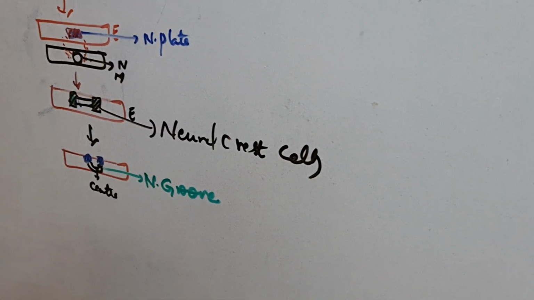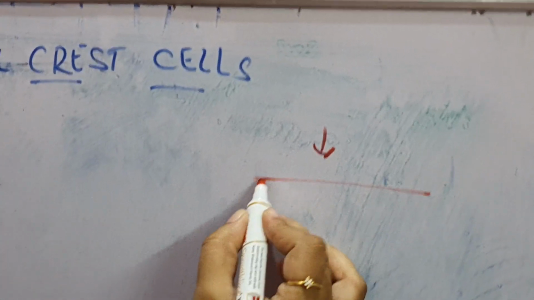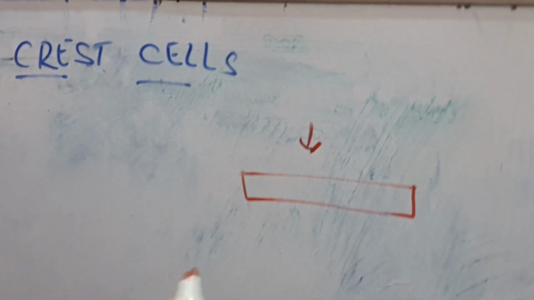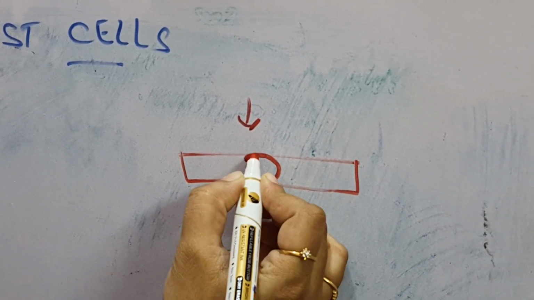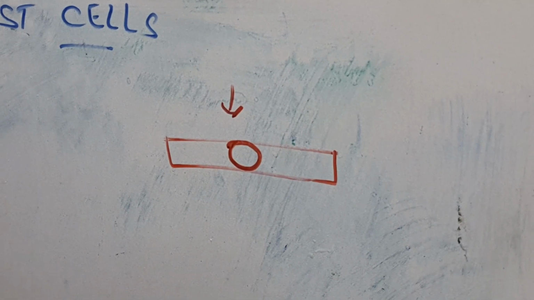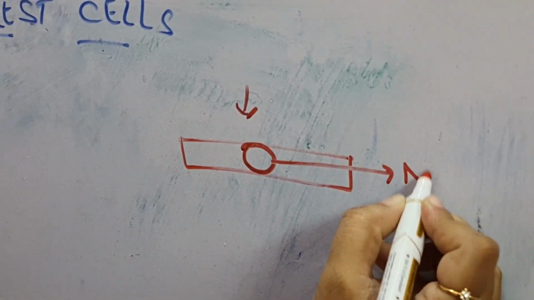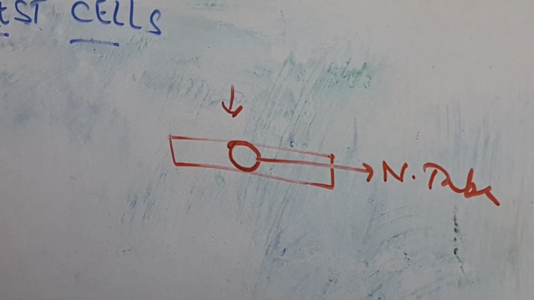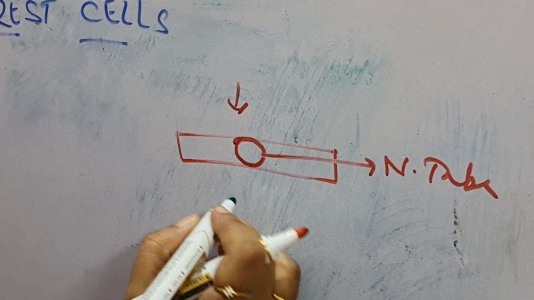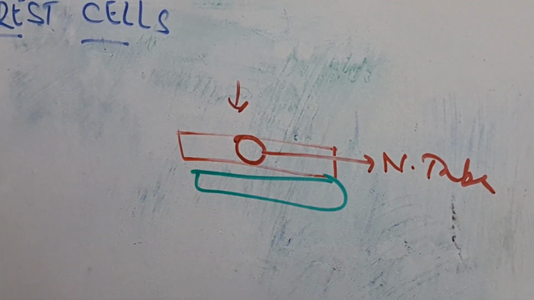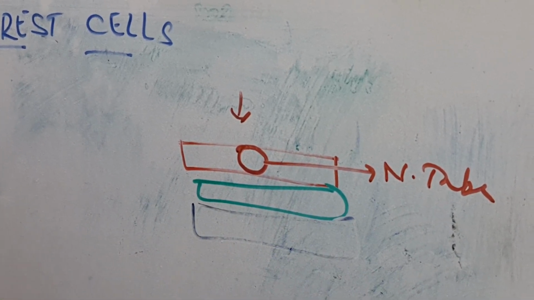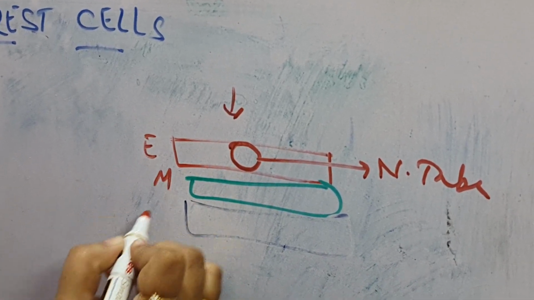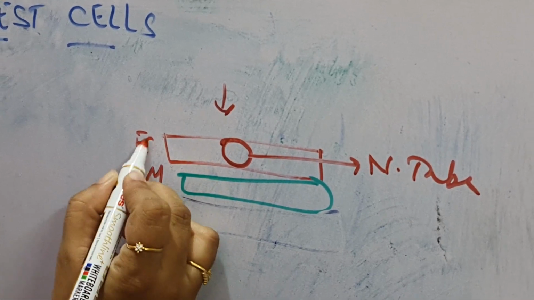Next, what happens here? Again in the ectoderm, both ends of the neural groove will come and meet at the center, forming a circular ring-like structure. This is called the neural tube. This is the ectoderm, below we have the mesoderm and the endoderm.